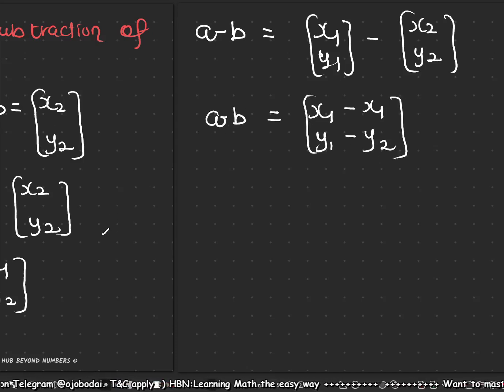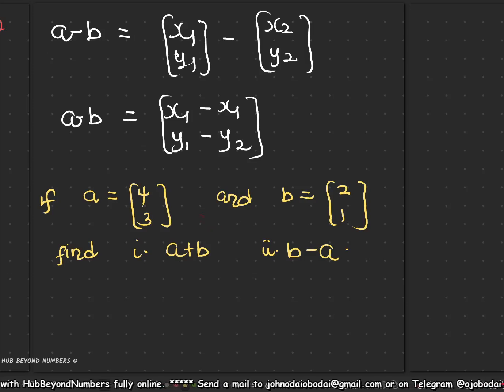So let's look at some practical examples and then see how we can apply these over here. Okay, so let's try this first example. It says if our A is 4, 3 and then B is 2, 1. Then let's find A plus B and then let's find B minus A. So how do we work this?